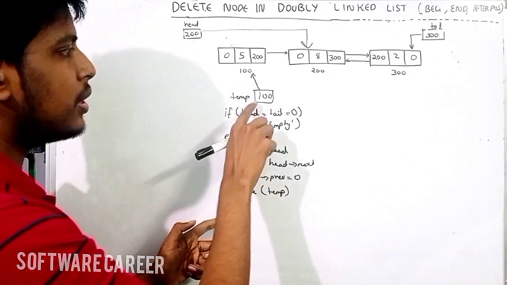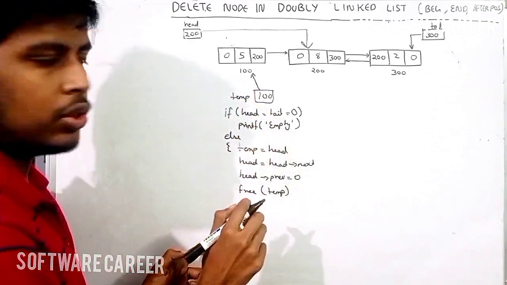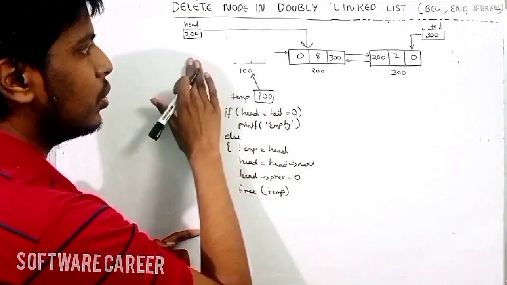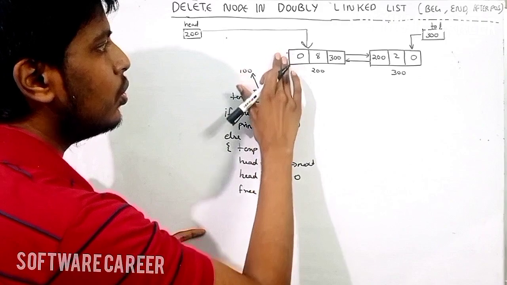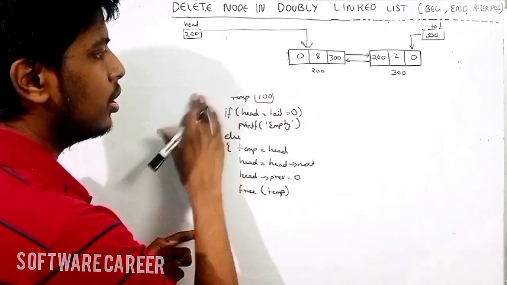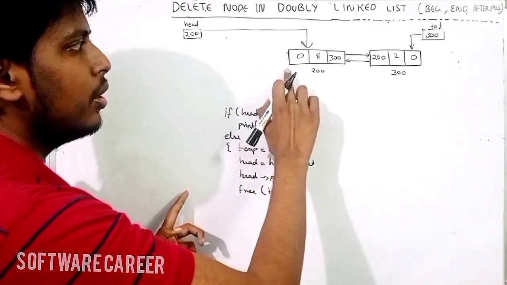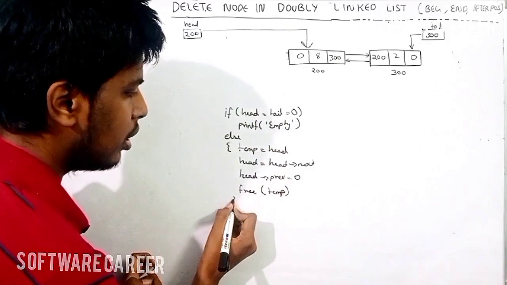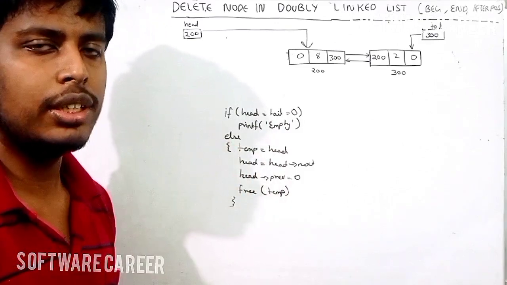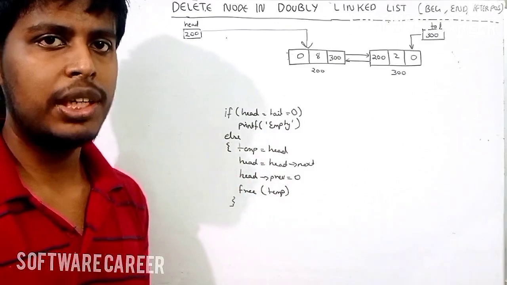Now see, temp is 100. It's pointing to this node. So now I am freeing this node, deleting this node. So this node will get cancelled. So now the node which was at the beginning is deleted. This is how you should delete a node at the beginning of a doubly linked list.